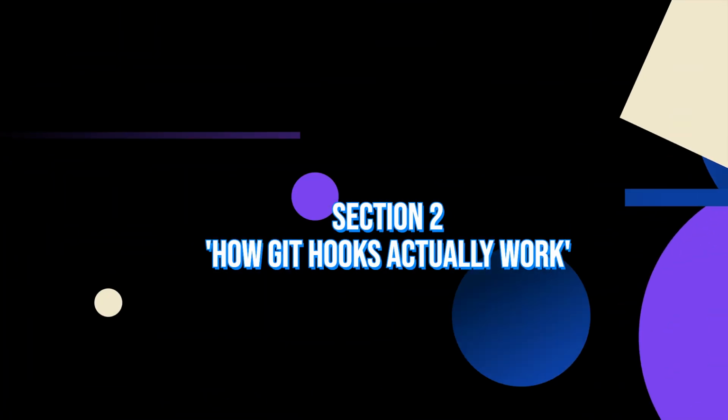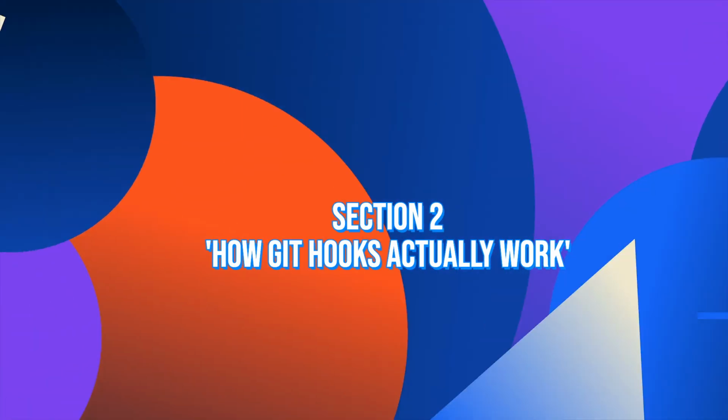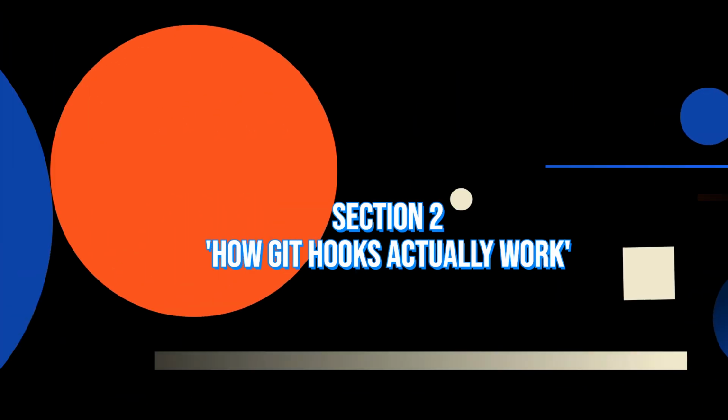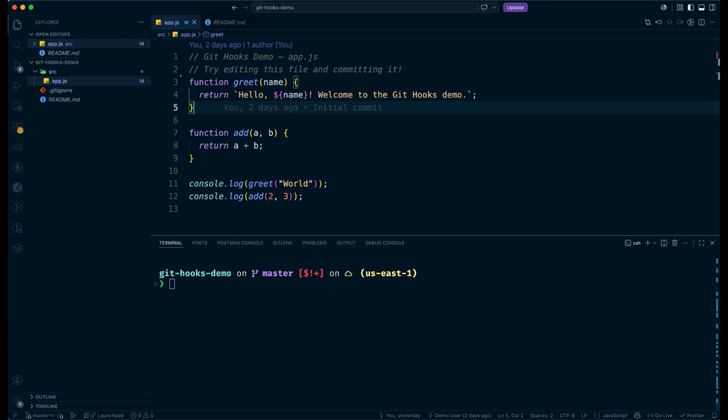So let's move to section 2, how Git hooks actually work. So how does this all work under the hood? It's way simpler than it sounds, and it is already built into every single Git repository you have. Every time you initialize a Git repo, Git creates a hidden folder named .git. This folder is the brain of your project. It stores all the history, commits and branches, and inside that brain there is a special little directory called hooks.